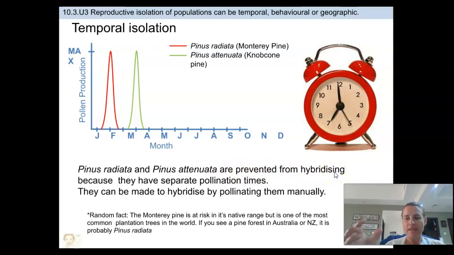That means making a kind of new species from the two different seeds, because they have separate pollination times. They can be made to hybridize by pollinating them manually. So if farmers or plant growers intervene, then you could make a new species or a hybrid species there, but left on their own, because they pollinate at different times, they will not interbreed.